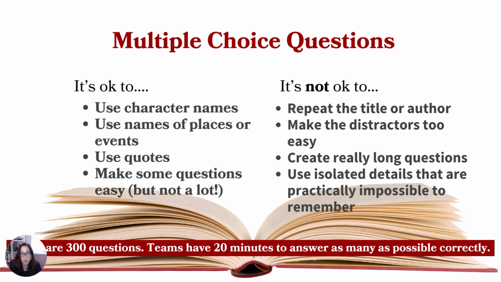It's not okay to create really long questions. There are 300 questions and teams have 20 minutes to answer as many correctly, and they are given in a random order. So if you write really long questions, you're going to trip up a team, and that's not fair. So don't make the questions too long. And it's not okay to use isolated details that are practically impossible to remember.